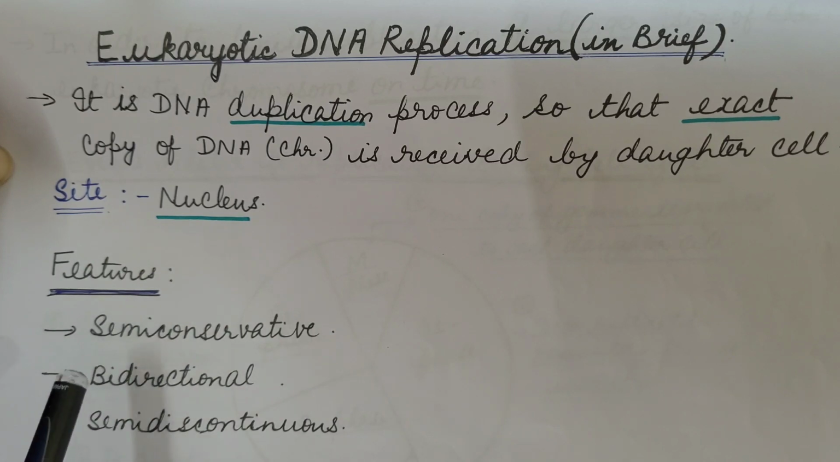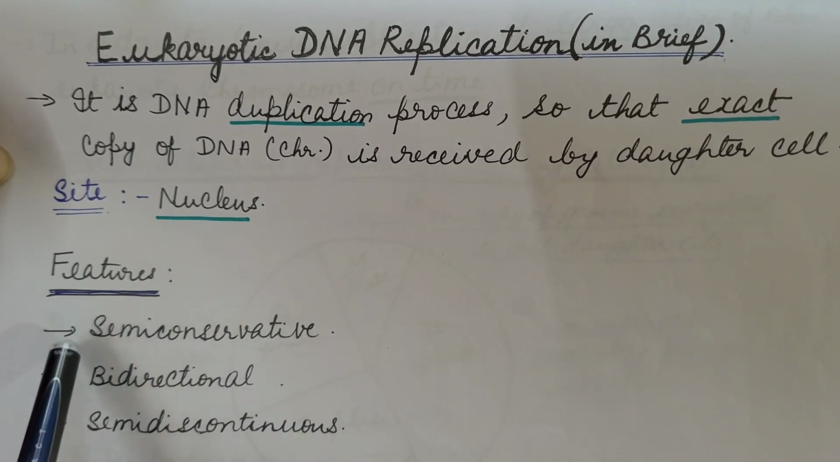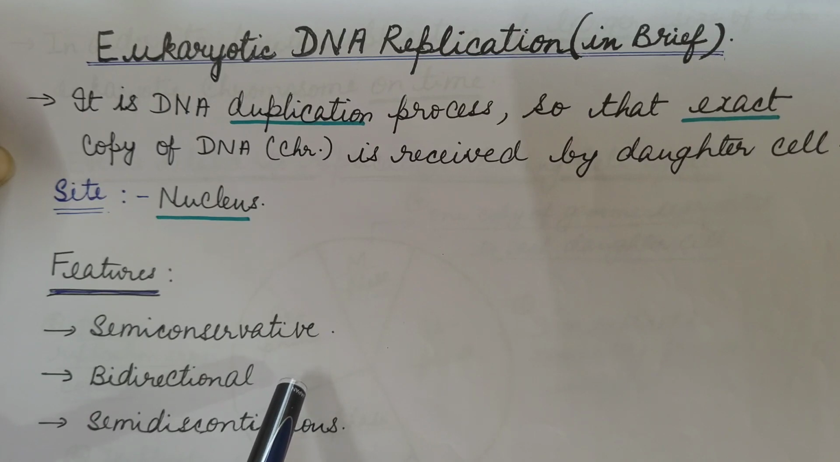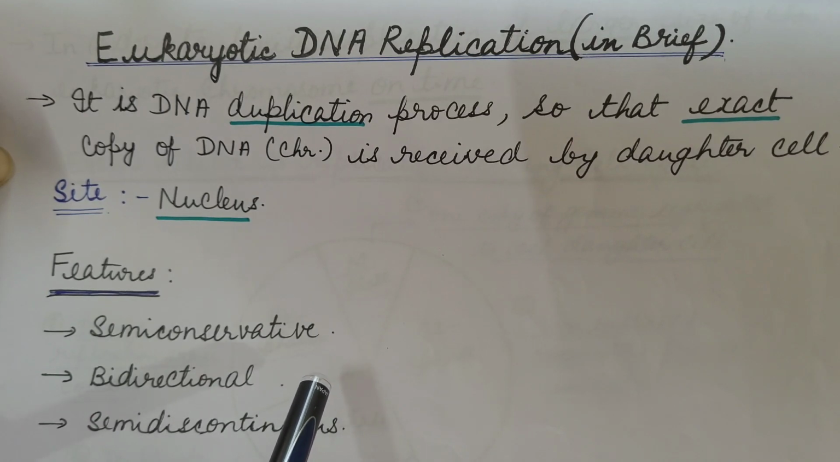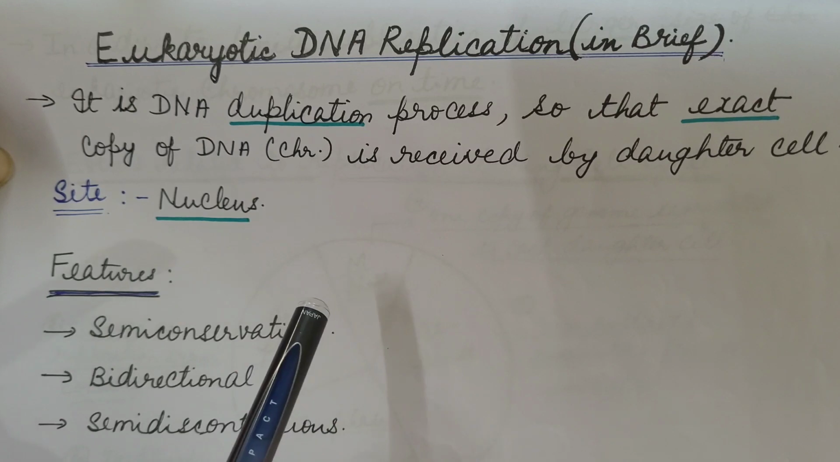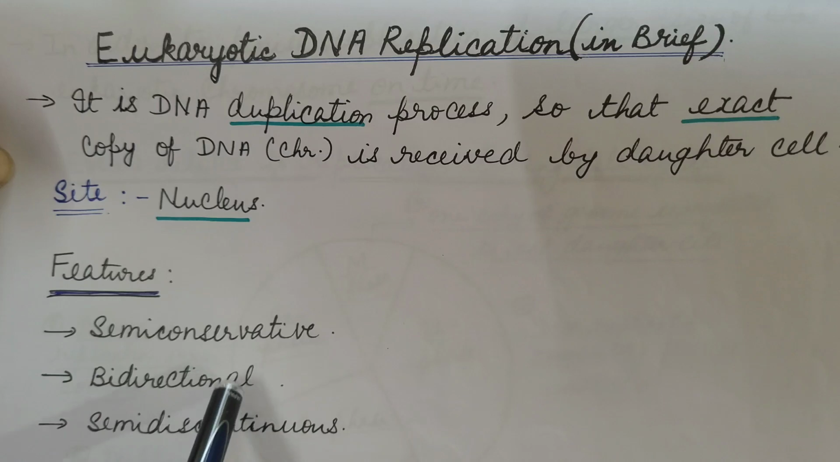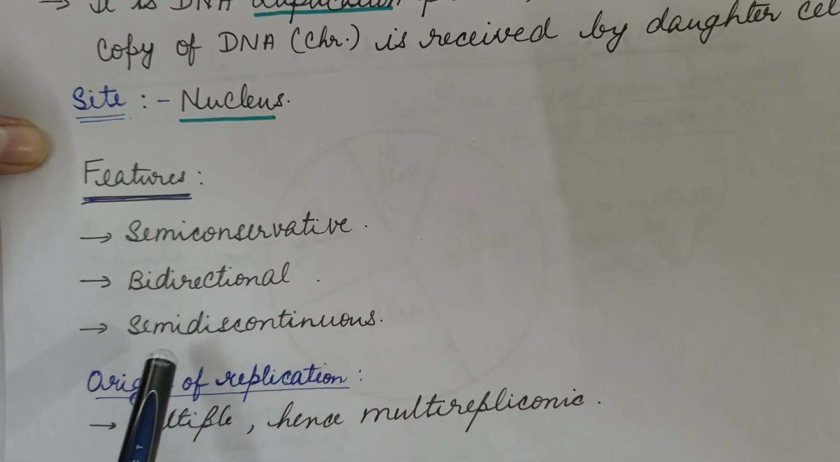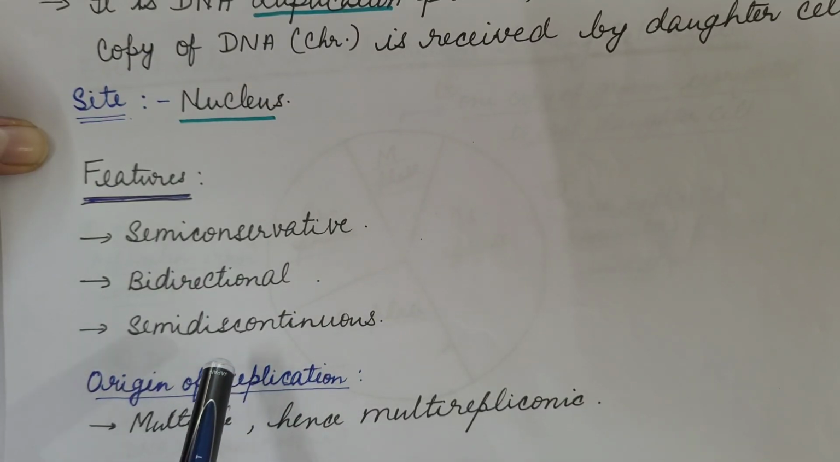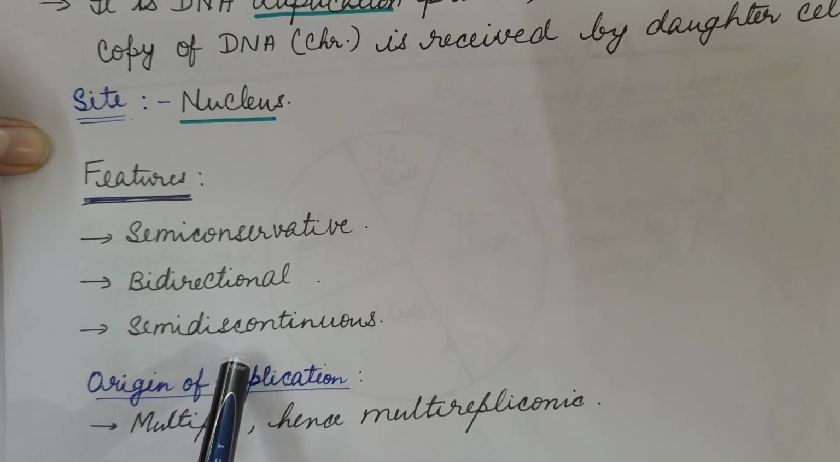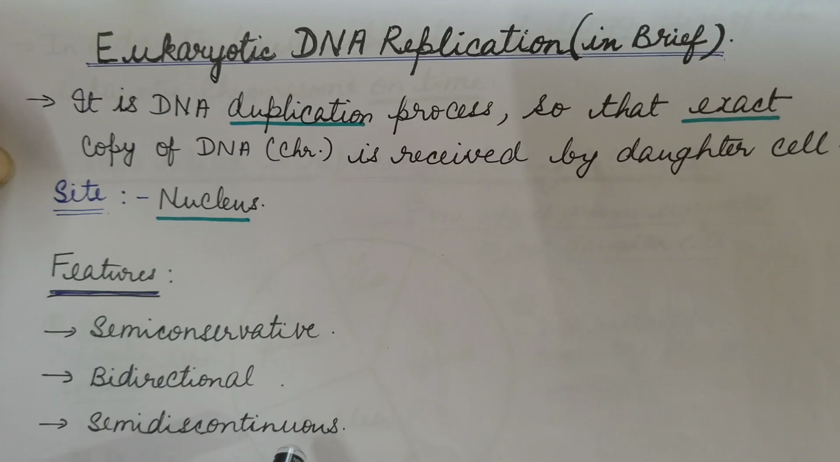Features of DNA replication: it is semi-conservative. One is the parental strand or the template strand and the other is the newly synthesized strand. Bidirectional: this we have also discussed earlier, you can refer to my video, the link is given in the description box. Here from each origin, two replication forks proceed away from the origin in opposite directions, hence it is bidirectional. It is semi-discontinuous because one strand is synthesized continuously, known as the leading strand, and the other strand is synthesized discontinuously in the form of small fragments known as Okazaki fragments, and this strand is known as the lagging strand.